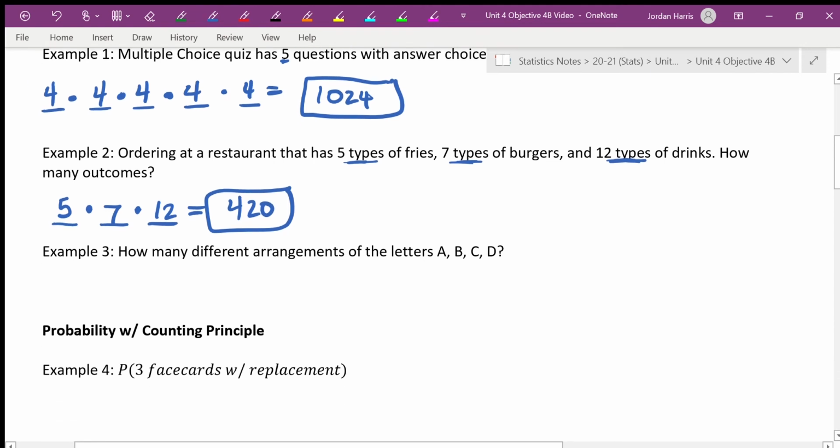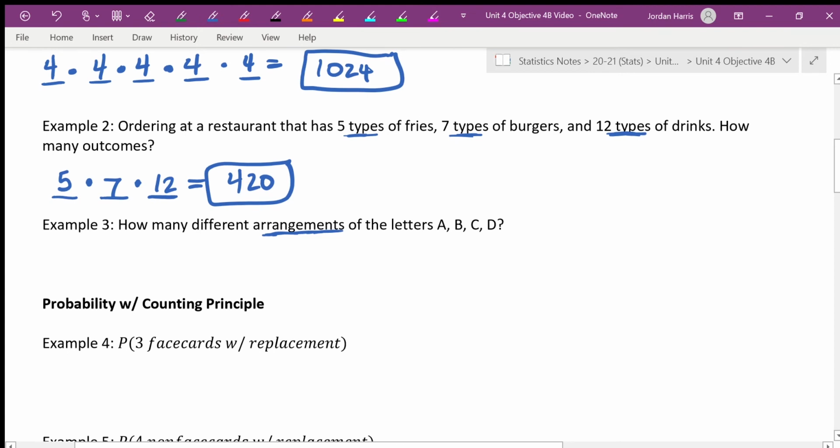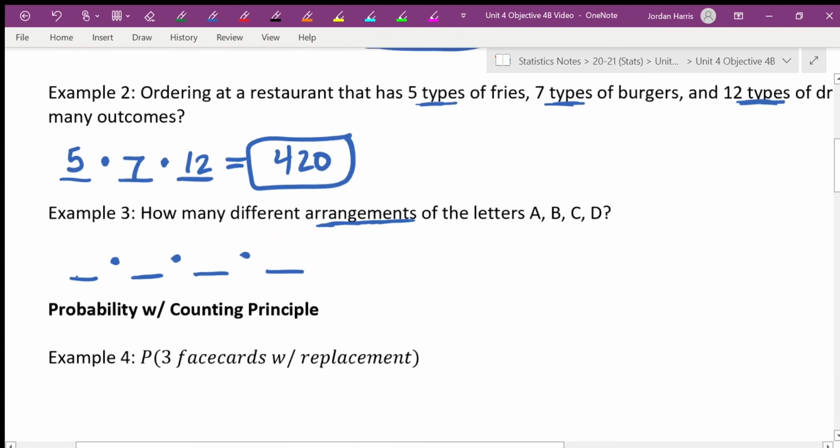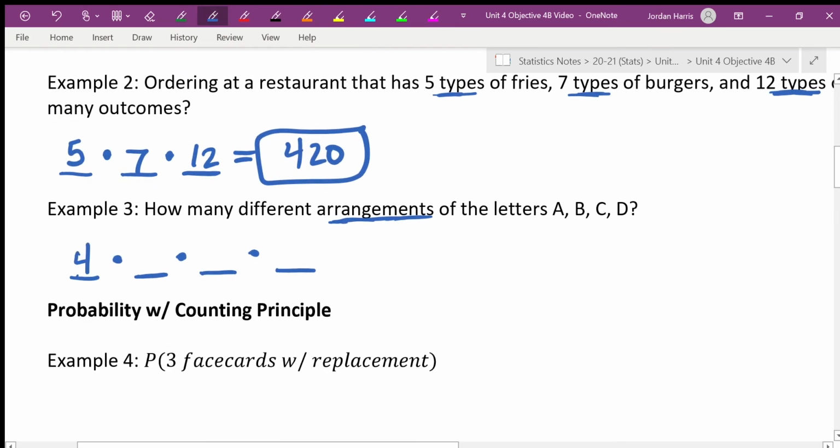Okay, and then we can deal with how many arrangements. Okay, we'll go into some more specifics on this when we talk about permutations and combinations, but you could do this using the fundamental counting principle. So I'm going to arrange the letters A, B, C, or D. So A, B, C, D. I have 4 places because I have 4 letters I'm dealing with. Okay. Notice, do not confuse this with answer choices A, B, C, or D on a multiple choice quiz. This is different.